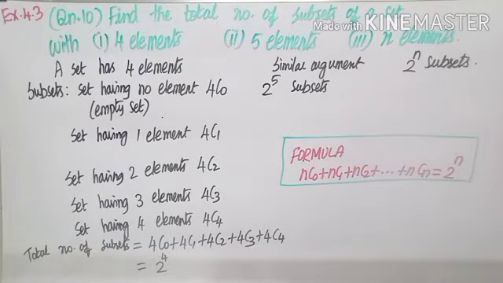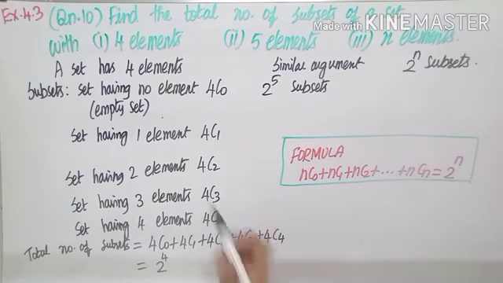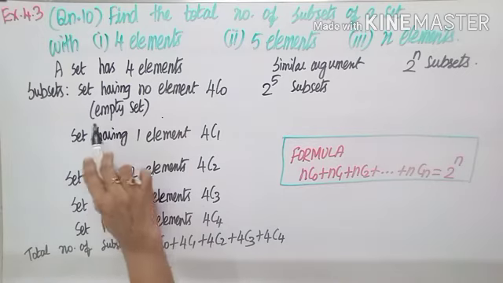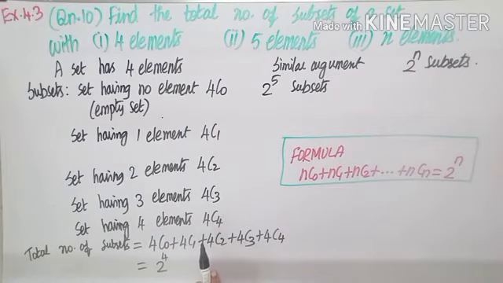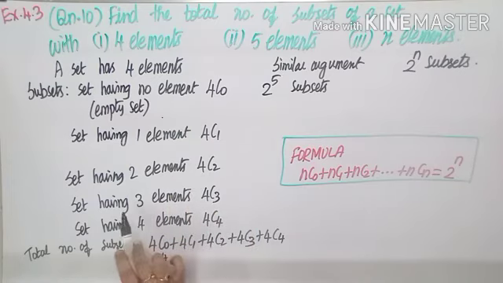Question number 10. Find the total number of subsets of a set with 4 elements, 5 elements and n elements. Let us find out for 4 and generalize the result for the other 2. A set has 4 elements. How will you write the subsets? We know the empty set is a subset of every set. So a set having no element. Then we will write all subsets with 1 element, then all with 2 elements, then all with 3 elements, then 4 elements. Maximum 4 are given in the set. So a set having 4 elements is the final idea.